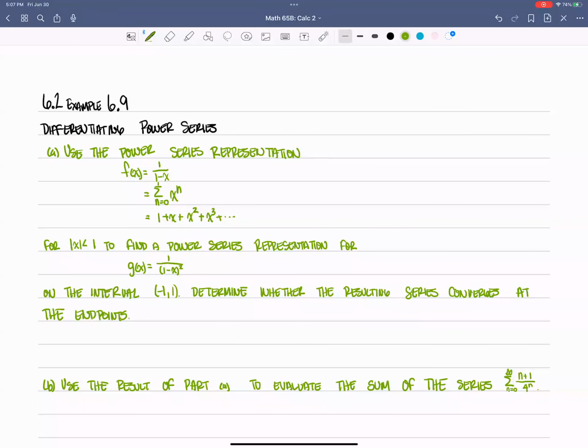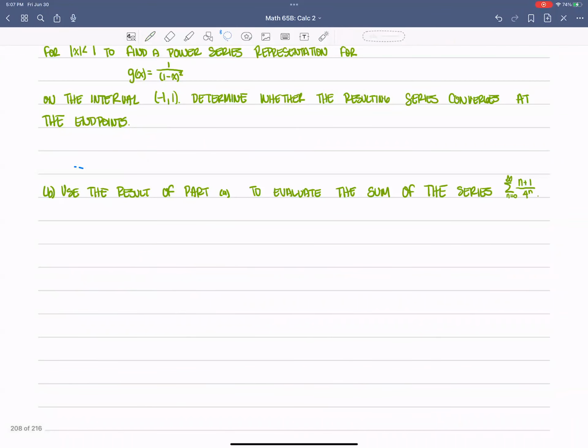Section 6.2, example 9, differentiating power series. So use the power series representation of f of x for absolute value of x being less than 1, to find the power series representation for g of x on the interval from -1 to 1. Determine whether the resulting series converges at its endpoints. All right, this is part B.